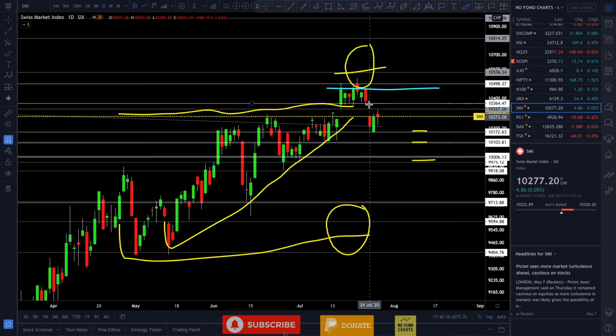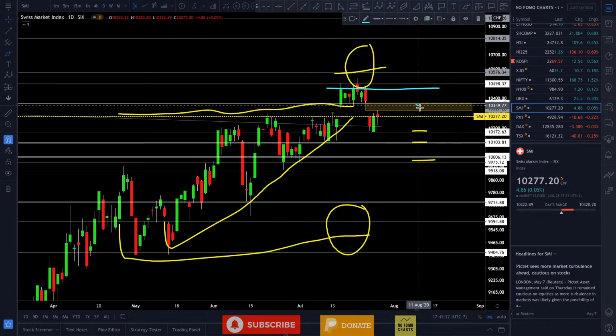Right here, I'll draw it in yellow box. There's a gap resistance right here in the 10,345 range. 10,345. Okay, so the resistance X marks the spot is up here, 10,335. Boom, boom, boom. 10,100. 10,000 as well.